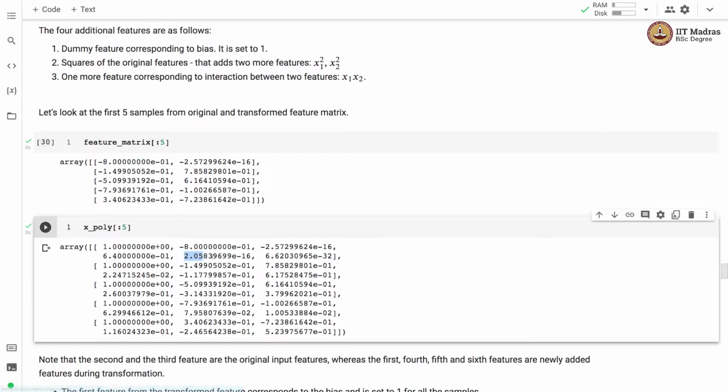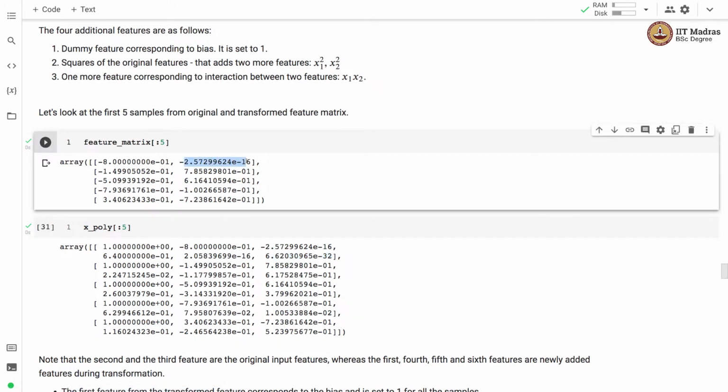The next feature, or the fifth feature, is the feature based on the interaction between these two terms, which is the product of these two original features, which is the fifth feature, and the sixth feature is the square of the second feature from the original feature matrix. So this particular quantity over here is square of this particular quantity.